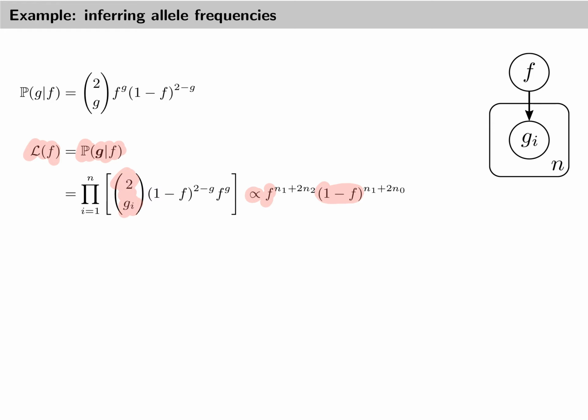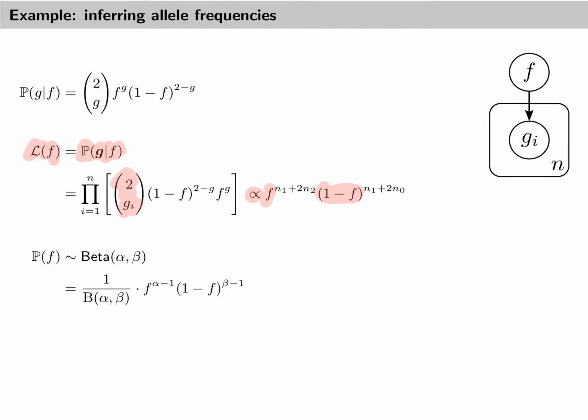n1 here is the number of heterozygous genotypes, and those each contain 1 f in their probability. n2 is then the number of derived homozygous genotypes. They all come in as an f squared. Similarly, the term 1 minus f is also at the power of n1, the number of heterozygous genotypes that each contain a 1 minus f term in their probability, as well as 2 times n0, because the homozygous ancestral genotypes all have a 1 minus f squared.